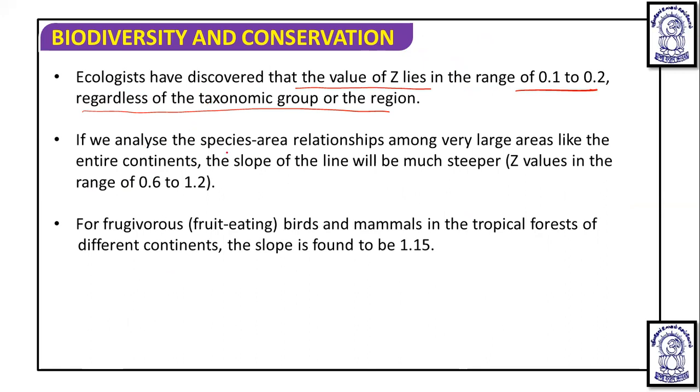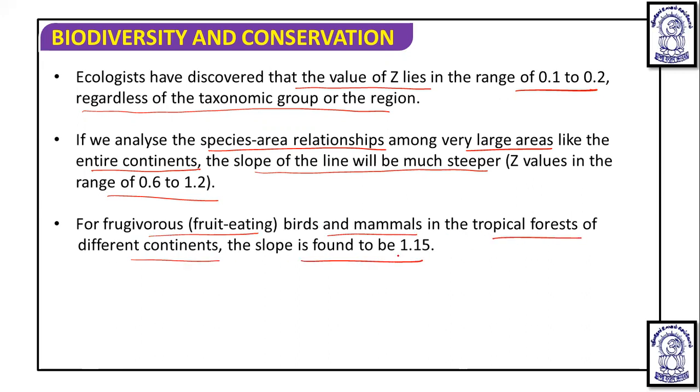Now, if we analyze the species-area relationship among very large areas like the entire continent, the slope of the line will be much steeper. That means the Z value is in the range of 0.6 to 1.2. And for frugivorous, that is fruit-eating birds and mammals, in the tropical forests of different continents, because the area explored is so large, the slope is going to be 1.15.